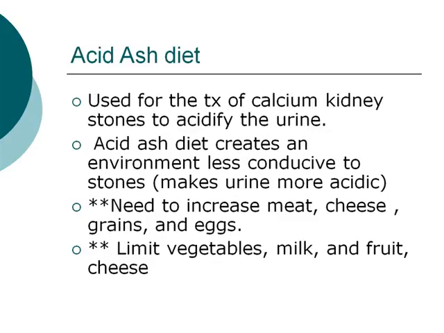One diet that you may have seen before is called the acid ash diet. This diet helps treat calcium kidney stones. It helps to acidify the urine, so it makes the urine more acidic. With acid ash, you're trying to increase your meat, cheese, grain, and eggs, and then you're limiting your vegetables, milk, and fruit.